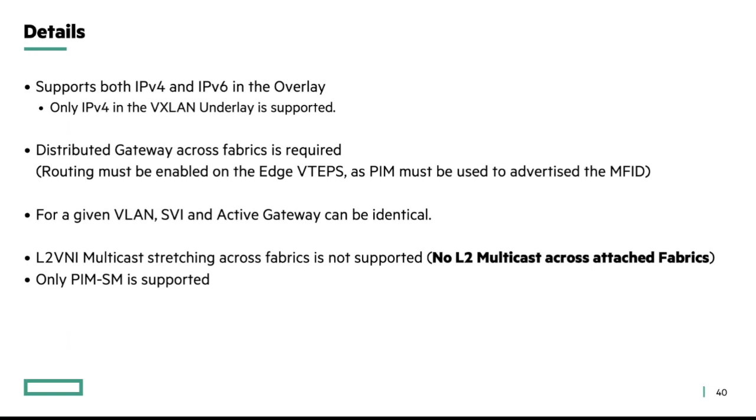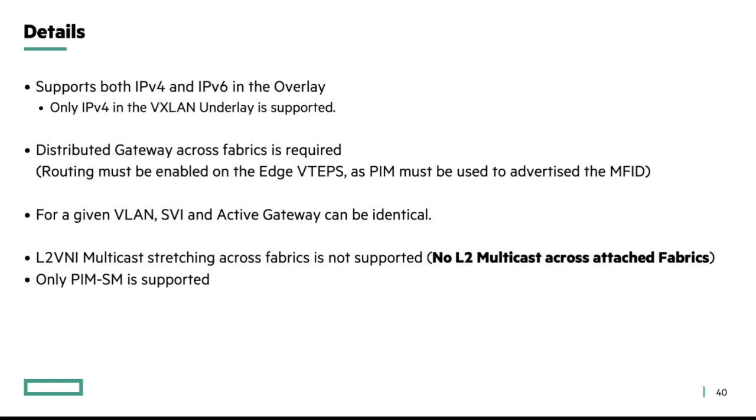Okay, so let's see some additional details now. First, this new capability supports both IPv4 and IPv6 in the overlay, but only IPv4 is supported in the underlay. Then the distributed gateway is required, as the routing capabilities must be enabled on the edge VTEP. The reason why we need routing at the edge is because the MFID, the multifabric ID, will be advertised using PIM-LO packets.